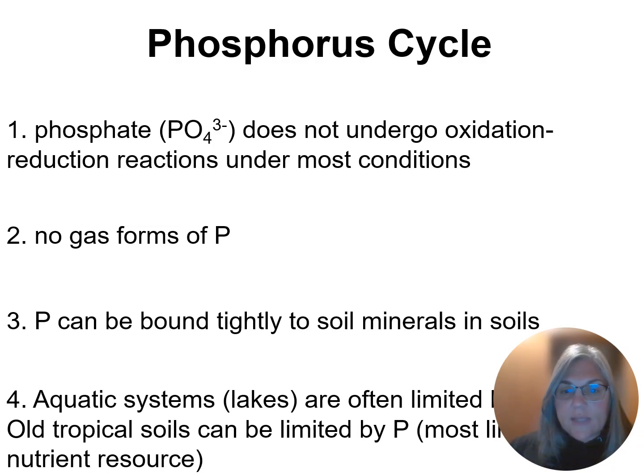Aquatic systems like lakes are often limited by phosphorus, and so can old tropical soils that have had a lot of leaching. In ecosystems where we have a lot of rain, that's a lot of water moving through the soil that can pull out nitrate and phosphate. And also, for very old soils there's less input of new phosphorus from weathered rocks, because if they're really old soils, that rock has been mostly already weathered.